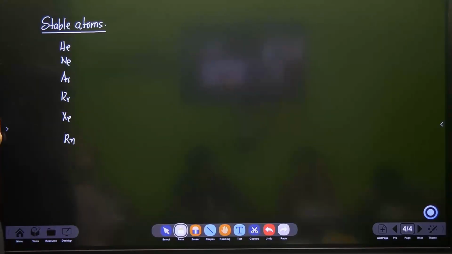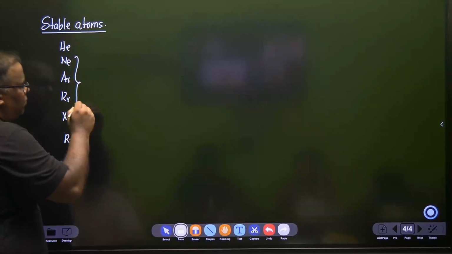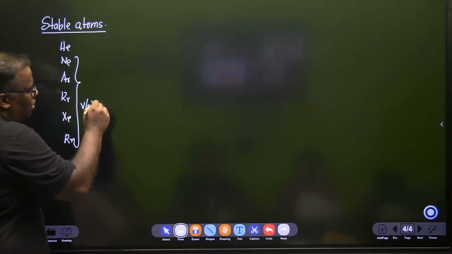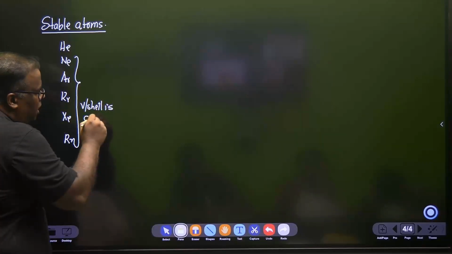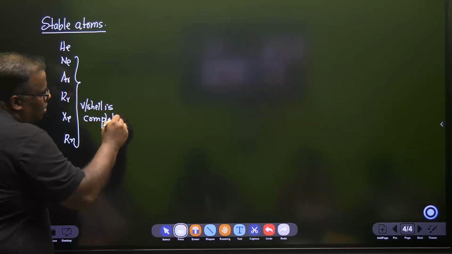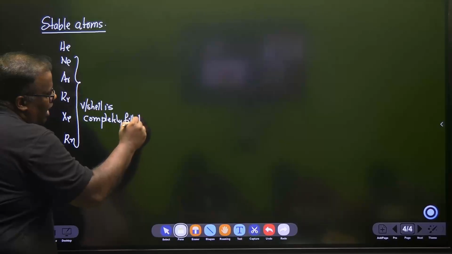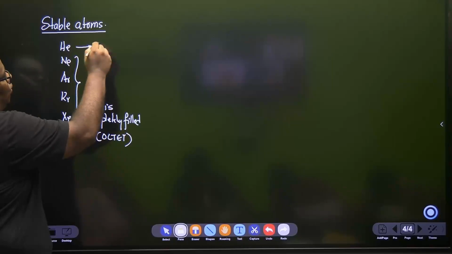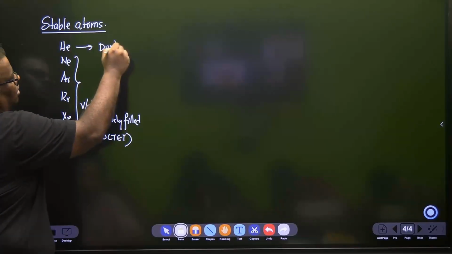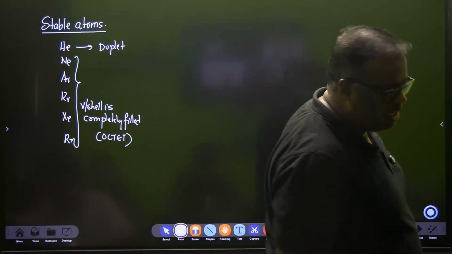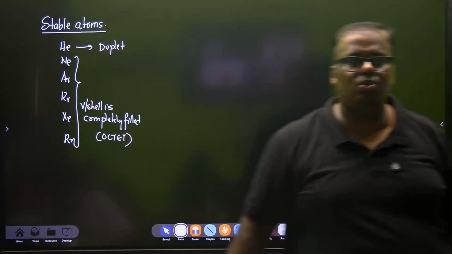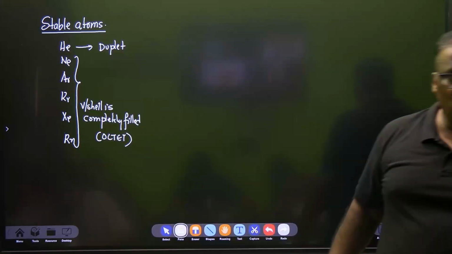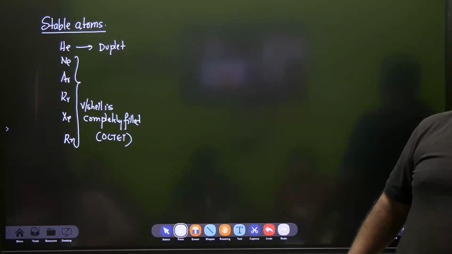And why are they stable? Why do we call them stable? Because for them the valence shell is completely filled, and these follow octet, whereas this one will follow duplet. If I have one shell, I am fully filled on that. If I have more than one shell, then also I am fully filled. No other atom has its shells completely filled.